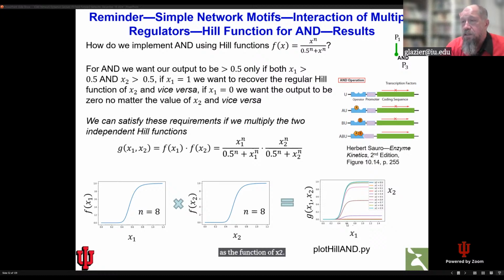You'll notice in this case that the thresholds for both x1 and x2 are at a half, because I set my k to be a half. But the maximum output depends. I get a sigmoid as a function of x1, but the maximum output depends on the value of x2.